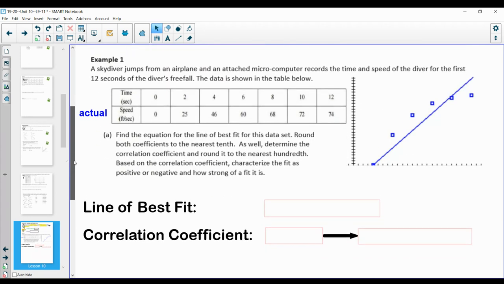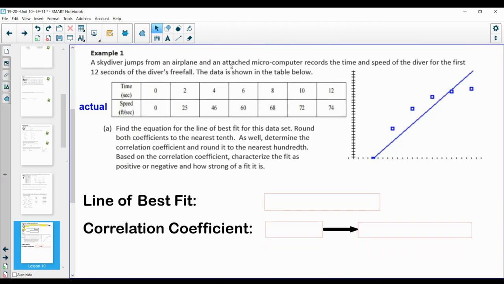A skydiver jumps from an airplane, and an attached microcomputer records the time and speed of the diver for the first 12 seconds of the diver's freefall. The data is shown in the table. So here you have your X, your time, and then your Y, which is the skydiver's actual speed.